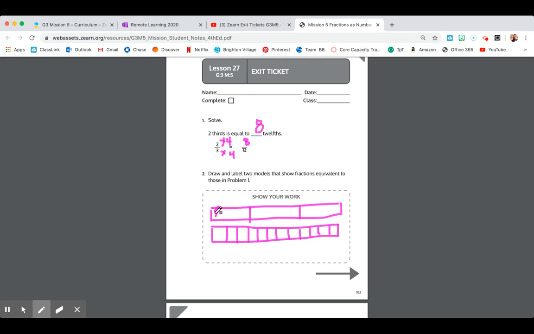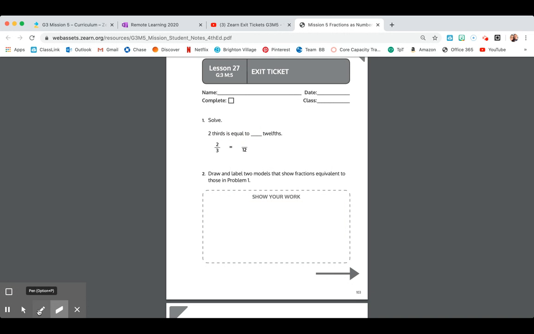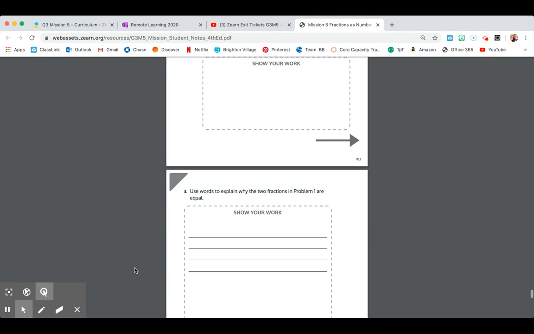And if I were to shade 2/3, and then I were to shade 1, 2, 3, 4, 5, 6, 7, 8 twelfths, I would say that they are the same. And that would mean that they are equivalent. And now I can move on and flip to the next page.